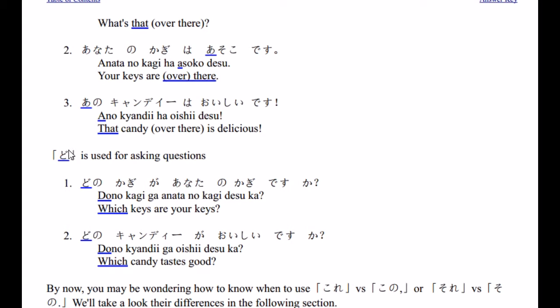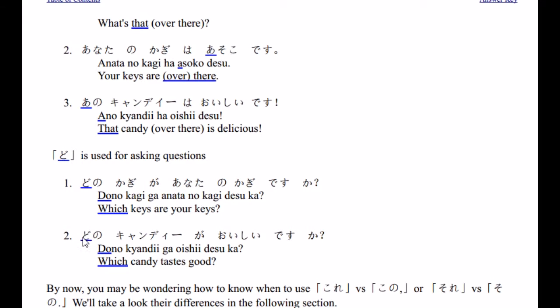Anyway, finally, we're going to finish off with do. So we have ko, so, a, do. So do is used for asking questions. So here we have some questions. So number 1, どの鍵があなたの鍵ですか? So which keys are your keys? So どの鍵, which keys? And number 2, どのキャンディーが美味しいですか? So which candy tastes good? Which candy is good?